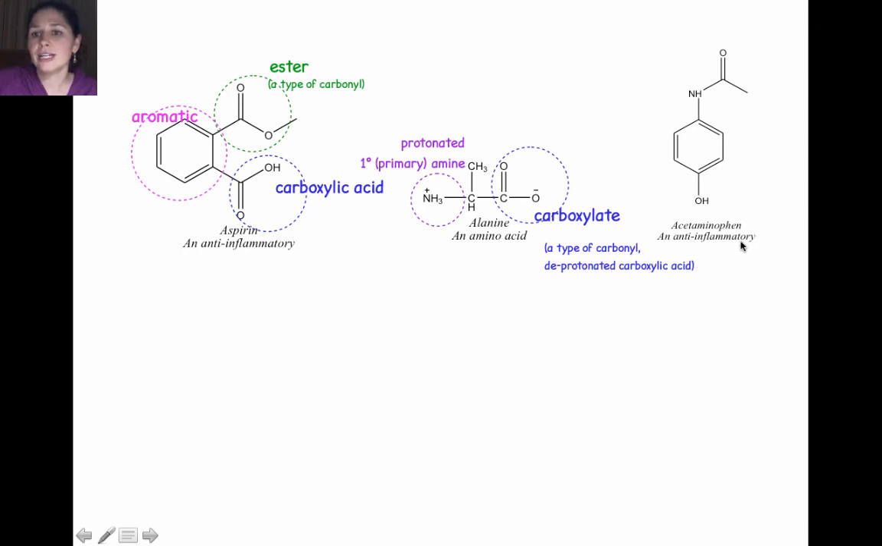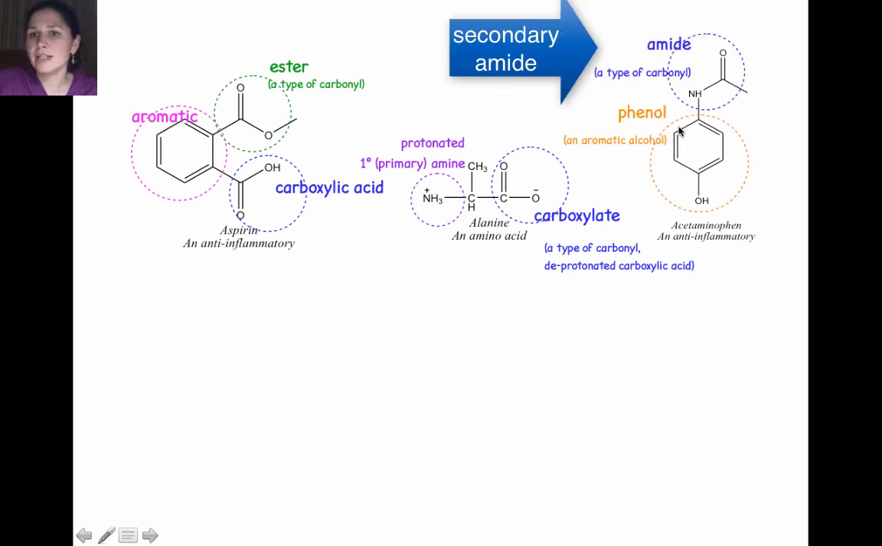Over here in acetaminophen, there are two functional groups. One is a phenol. It's this whole thing together, including the alcohol and the aromatic ring. So that's a higher order or more complicated functional group called the phenol. And here we have an amide, which is a carbonyl attached to a nitrogen.